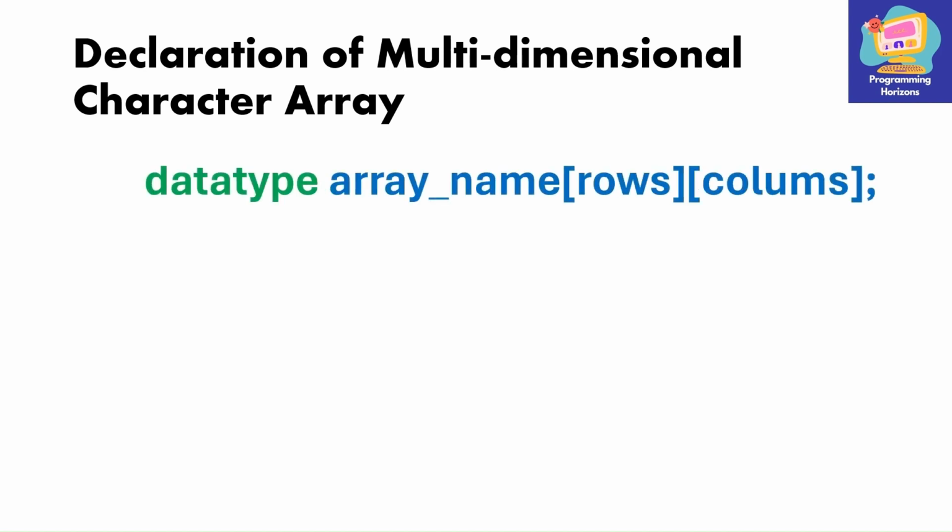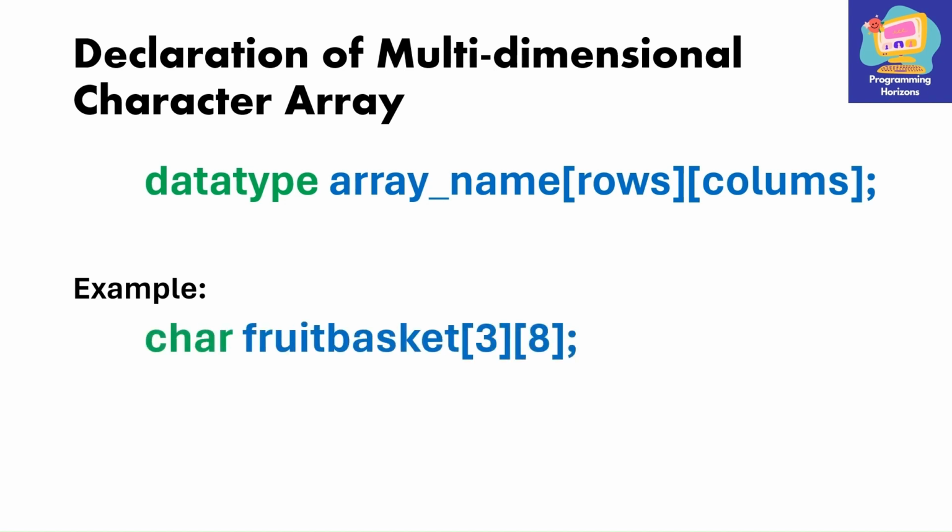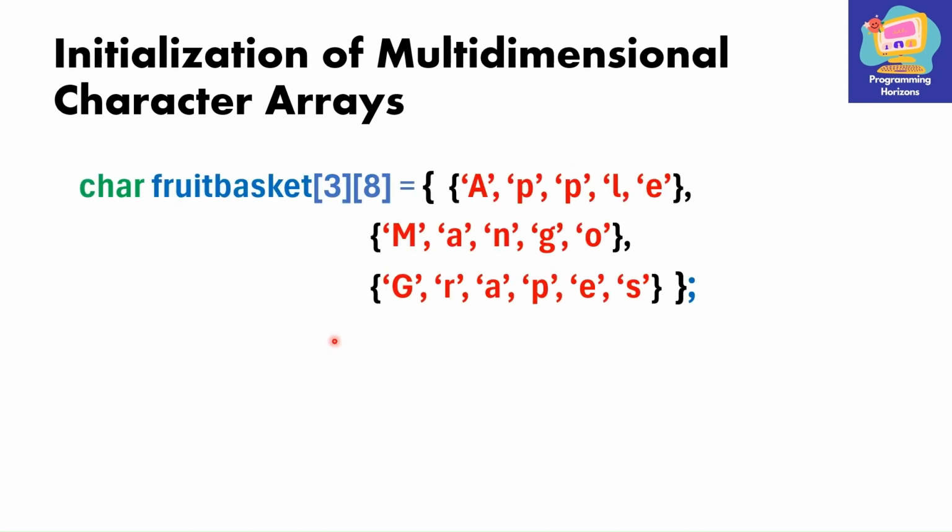Once again, here we have to type the data type, then the array name, then we have to supply the number of rows and columns in separate pairs of square brackets. For example, we have char as the data type and the array name is fruit basket, and it is a multidimensional array consisting of 3 rows and 8 columns. In order to initialize a multidimensional character array, we need to first create separate character arrays and then enclose them within a pair of curly braces as shown here.